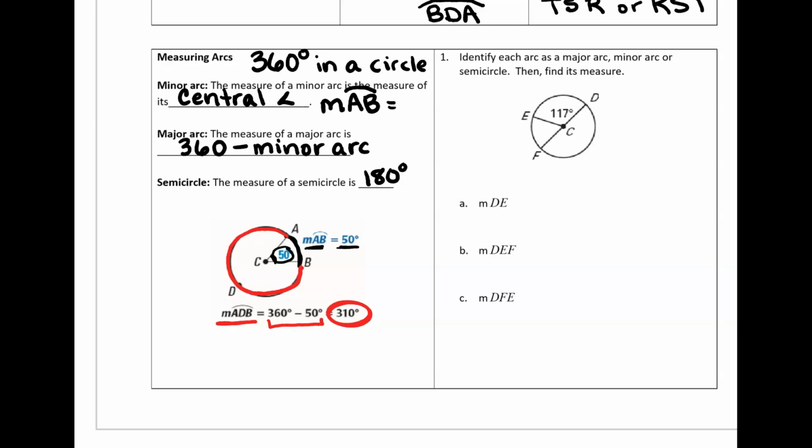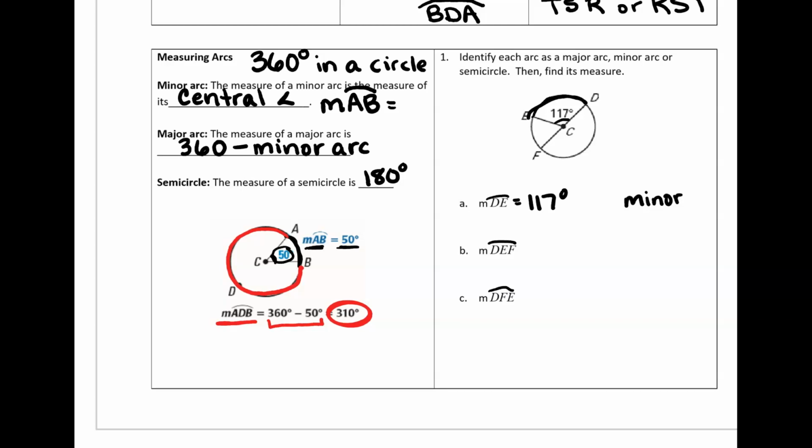Now, looking at our first problem, it says identify each arc as a major arc, a minor arc, or a semicircle, then find its measure. Okay, so a little bitty typo on this particular copy of your notes. These should have arcs over them. Okay, so let me fix that. So the first thing it says is the measure of DE. So the measure of DE is right here, and it wants us to classify it. Well, we should know by looking at it, we have two letters. So this, of course, is going to be a minor arc. And since the central angle is 117 degrees, the measure of that arc is going to be 117 degrees.